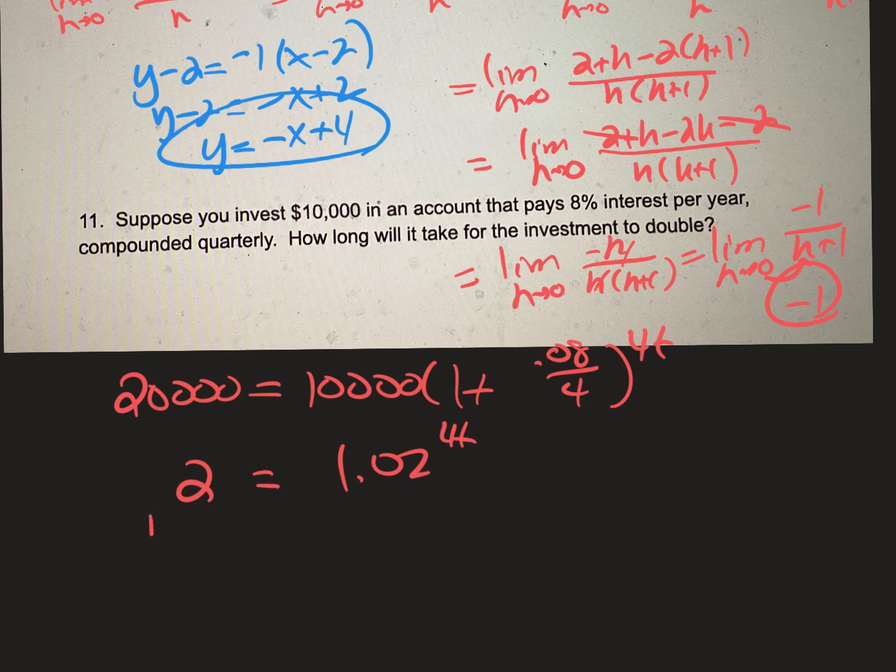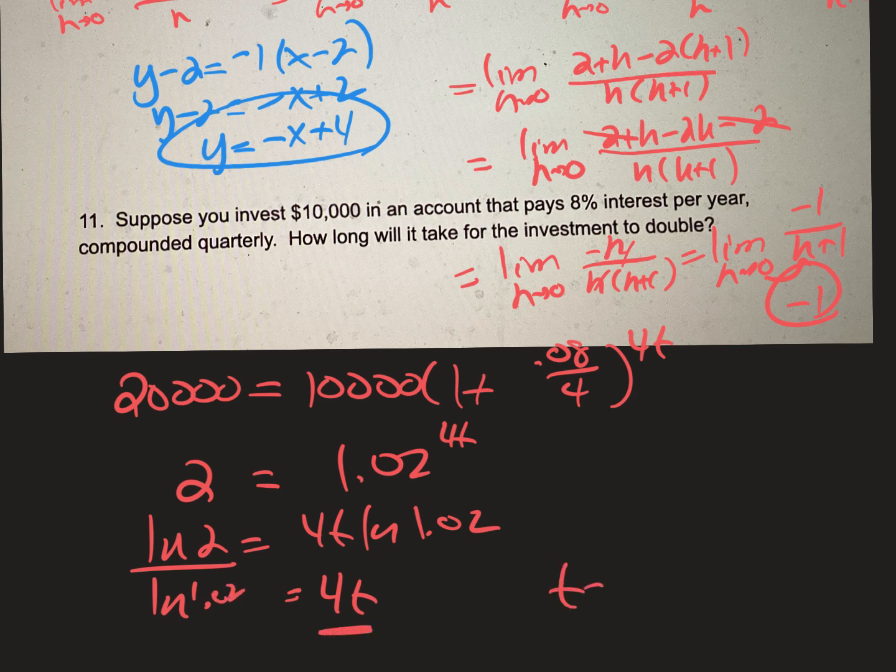So let's do the natural log both sides, or you can do regular log both sides. It doesn't matter to me. So I got that right there. I'm going to do this first: natural log of 2 divided by natural log of 1.02, and then divide that answer by 4 to see what I get. And I'm getting like 8.75, so I'm going to go 8.8 years.